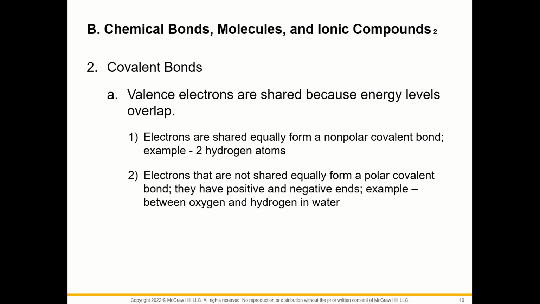Okay, so let's look at the different types of bonds. The first one is the covalent bond. Valence electrons are shared because energy levels overlap. So in a covalent bond that is nonpolar, the electrons are shared equally, for example, 2 hydrogen atoms. In polar covalent bonds, electrons are not shared equally, and thus they have positive and negative ends. An example is the bond between oxygen and hydrogen in water.